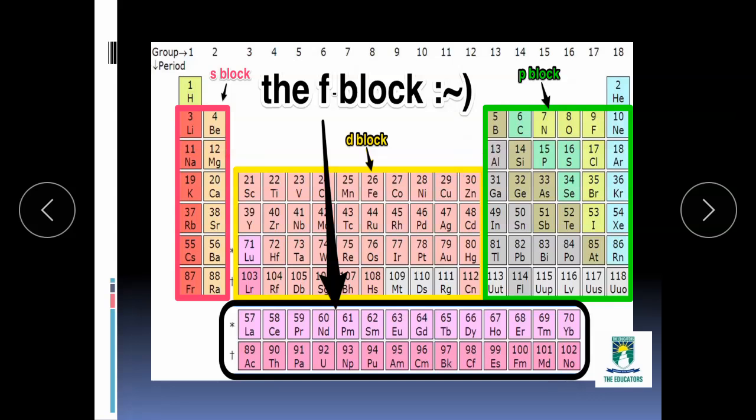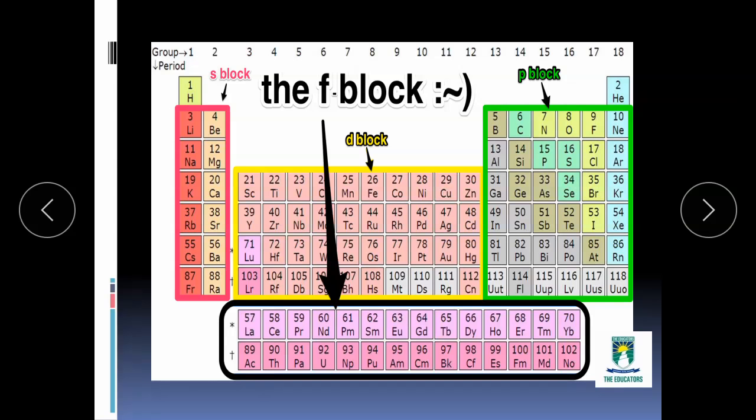Whereas what are blocks? The first and the second group elements are called S block elements. From the fifth group onward, they are called P block elements. These transition metals are called D block elements. And both these rows are called F block elements. Elements are arranged into different blocks like S block, P block, D block and F block.